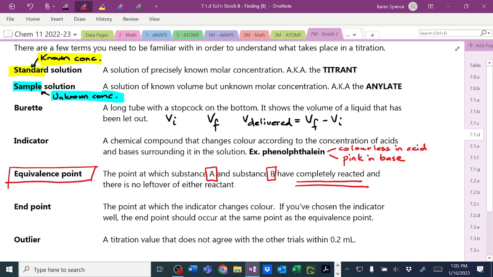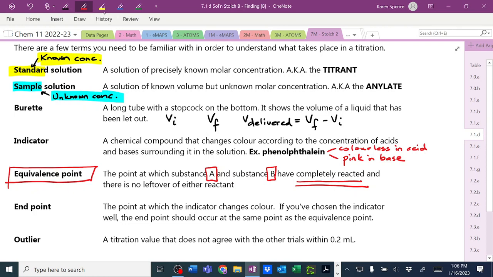It's when all of your acid has reacted with all of the base perfectly. Is there any extra acid? Is there any extra base? No. That's our equivalence point, is when you have perfectly reacted the exact amounts with each other. That is your equivalence point.